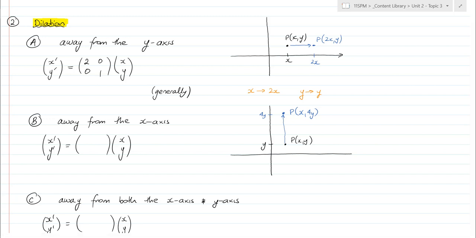2001 will be a dilation away from the y-axis by a factor of 2. And obviously if you wanted a factor of A, it would be A001.